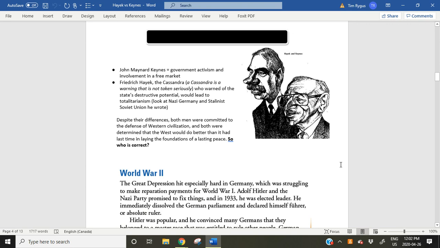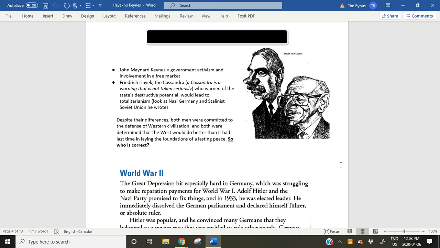Now we're going to introduce two of our thinkers, John Maynard Keynes and Friedrich Hayek. These are two of the most influential people of the 20th century, without a doubt. They have very opposing views, though, as far as how the economy should work. Keynes wanted government activism. He believed that the government should be involved even in a free market economy. We'll talk about that more later.